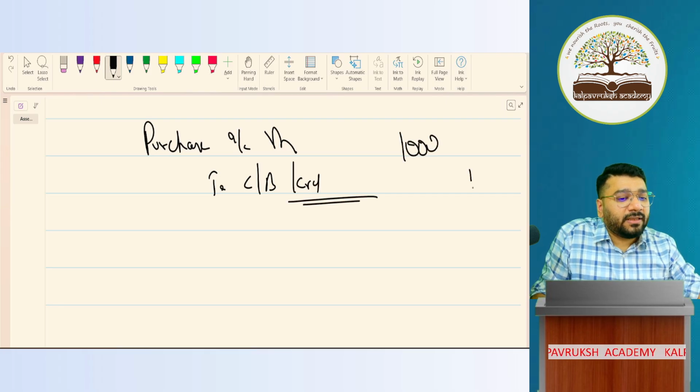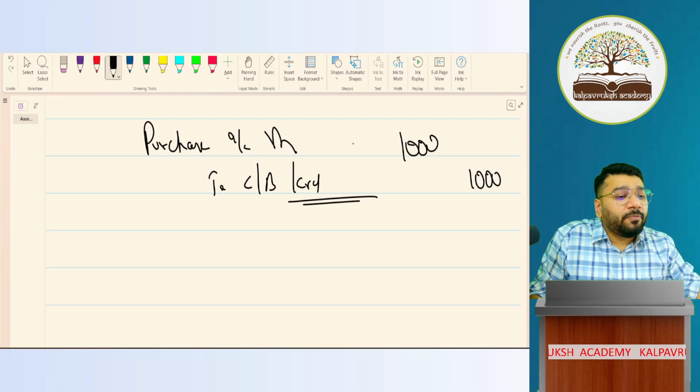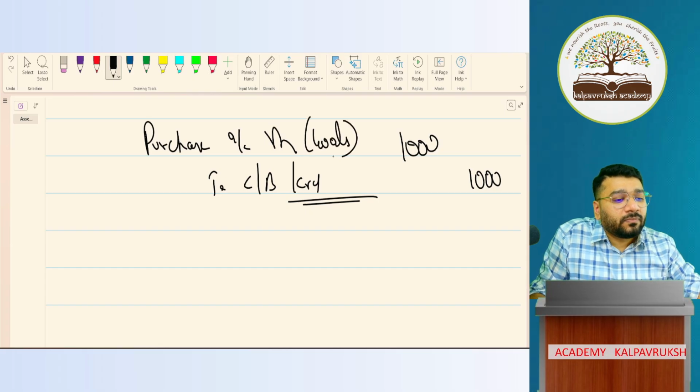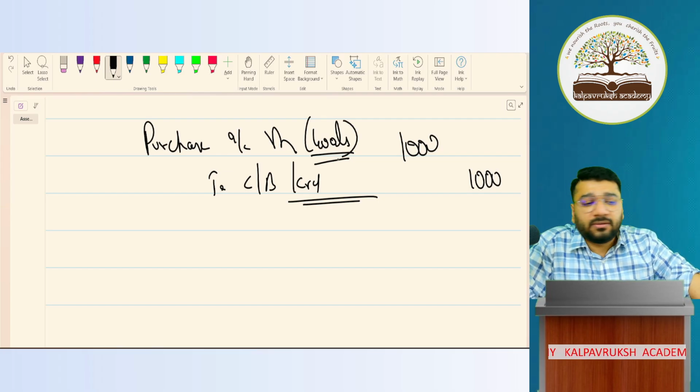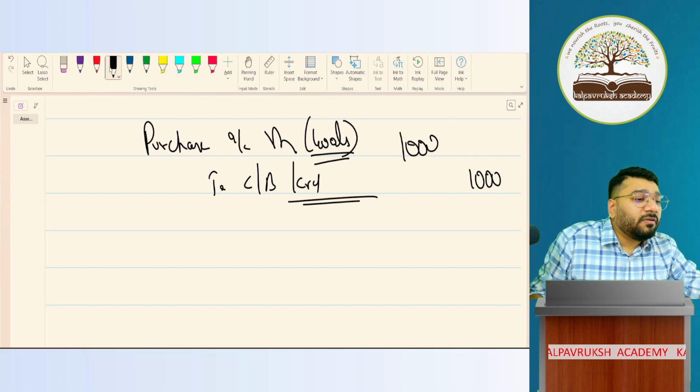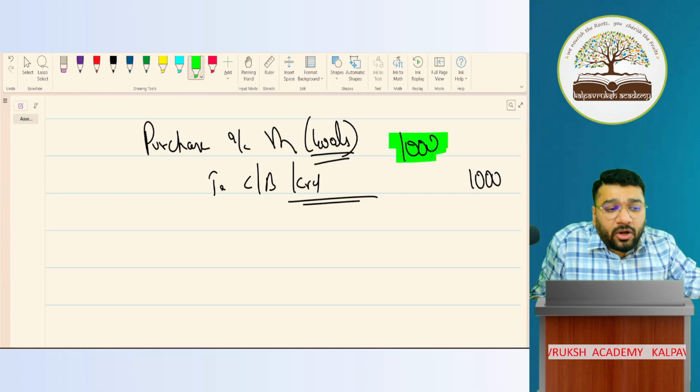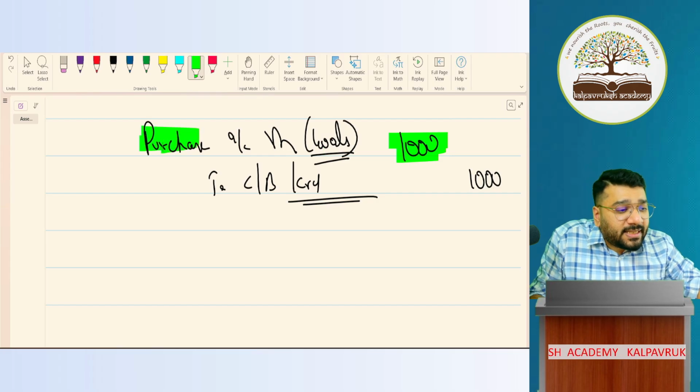Let's say 1,000, 1,000. What did you purchase? Goods. When you purchase the goods, we allow you to record this 1,000 rupees in the purchase account as expenditure.